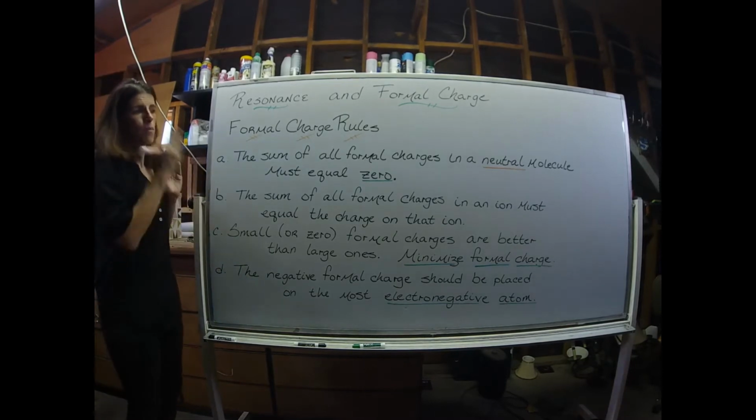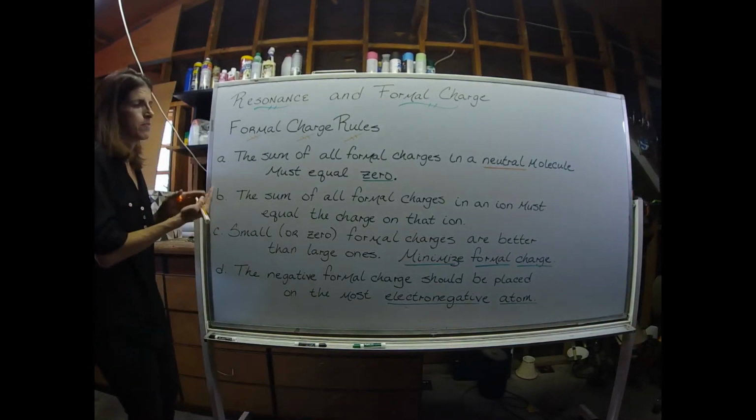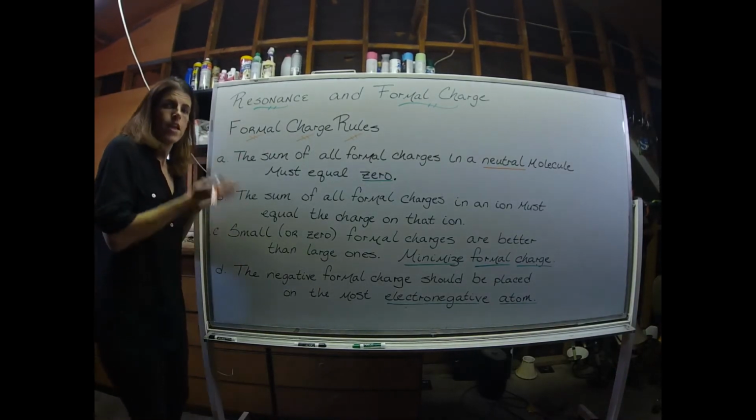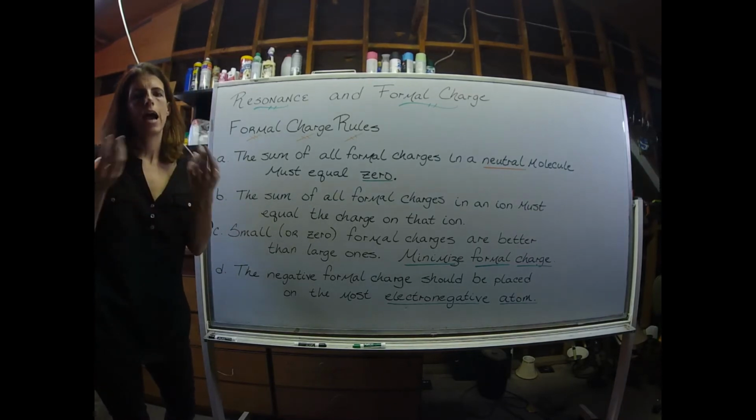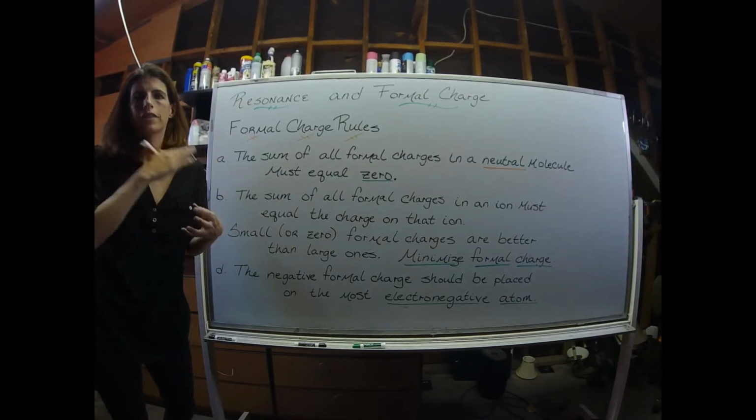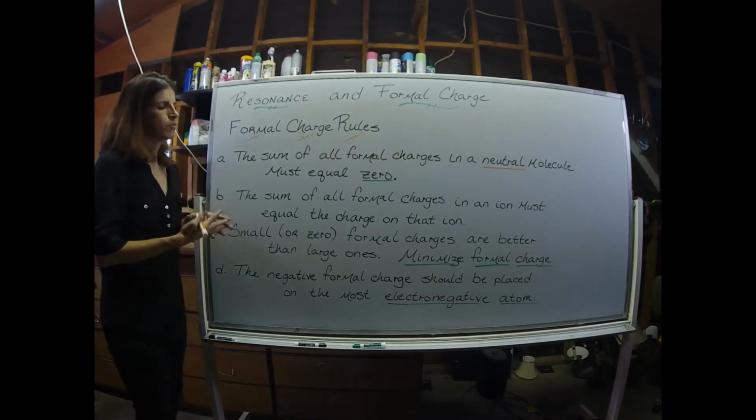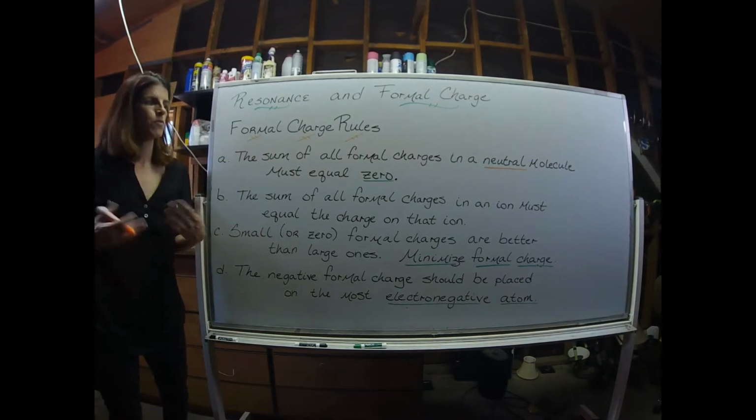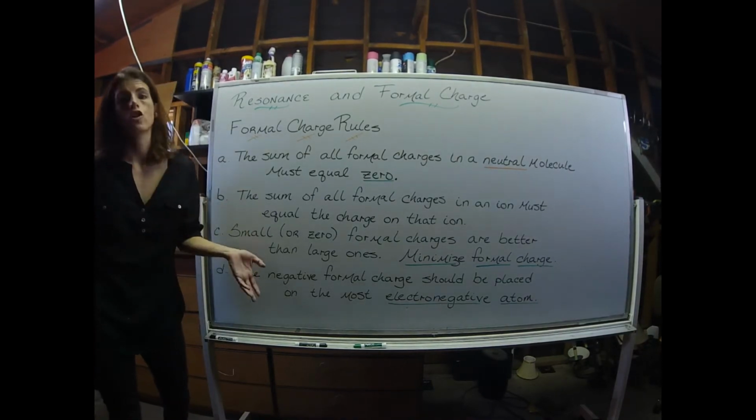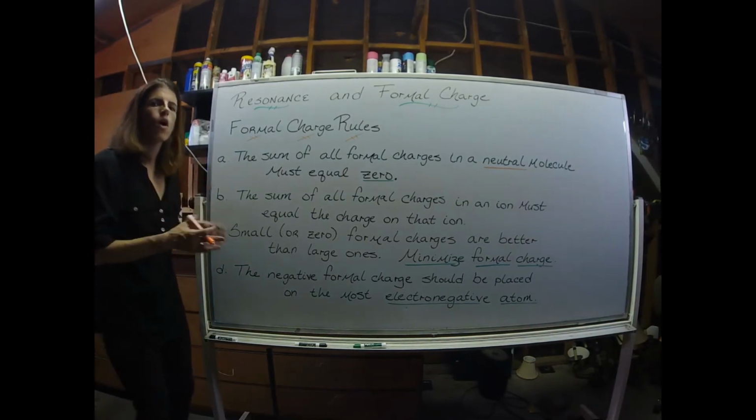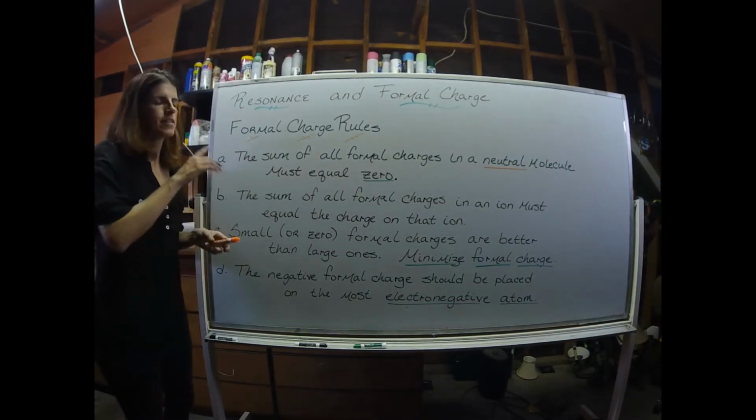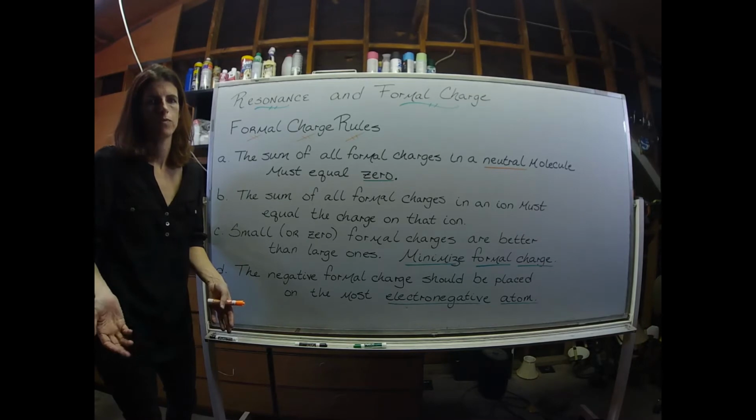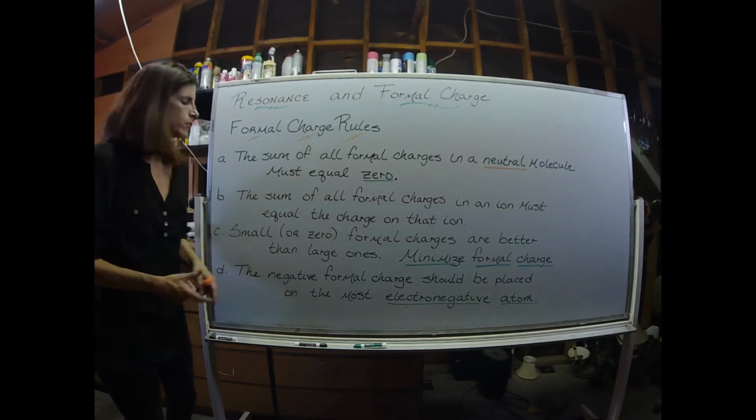Rule B is pretty much the same as Rule A, except it deals with ions. So if it's neutral and has to add up to 0, if it's an ion, then everything that's happening internally, all those formal charges on the individual atoms, have to sum up to the overall charge on the ion. So for instance, carbonate, it's a familiar ion. Hopefully you remember that it has a charge of -2. So after you draw the structure for carbonate and assign the formal charges, those formal charges have to sum up to -2, or else the structure is not correct.